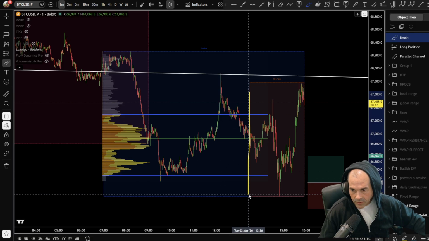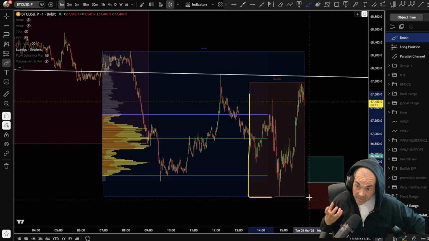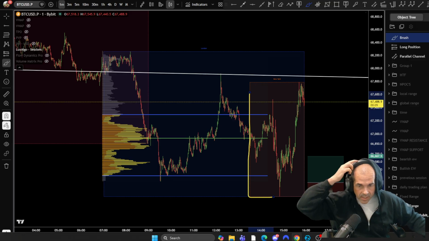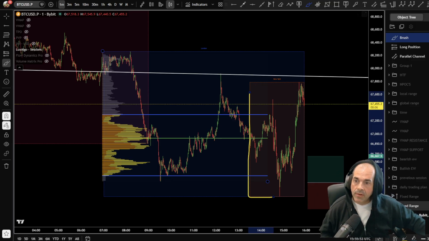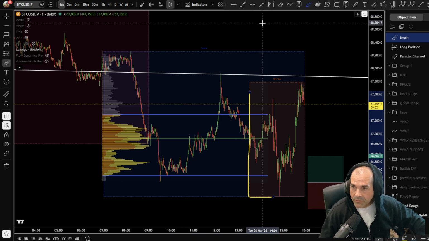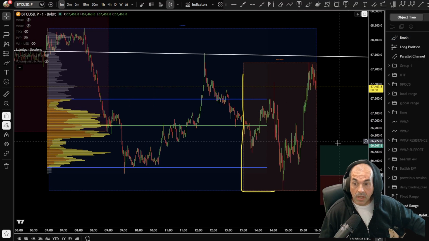Now, for the first hour of trading, we call that the initial balance. And so there's specific day types that really take place. You have like an open drive, an open test drive, an open test reverse. So really focusing on that first hour of the day can give you an indication of how the day is going to shape up.